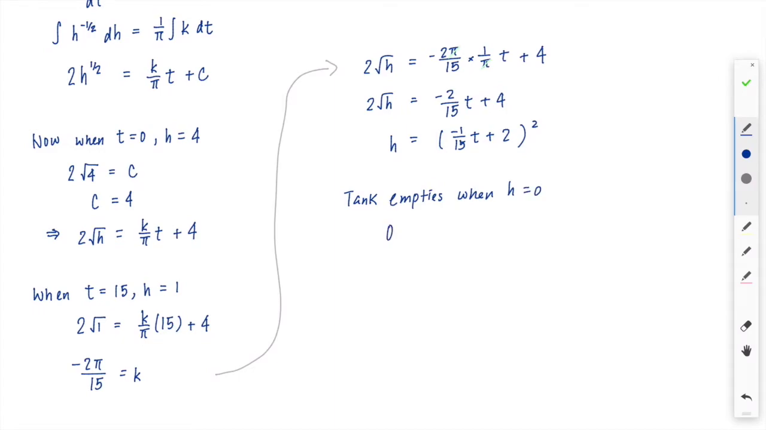So 0 equals negative t over 15 plus 2. Okay, so the square doesn't really matter. I have 1 over 15 t equals 2, t is 30. Okay, so the tank empties after 30 minutes.